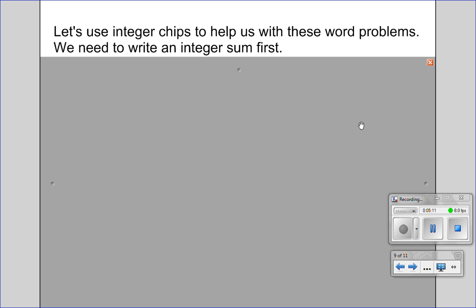Okay, now you may be wondering, all right, where are we going with this lesson? Where can we use this in real life? Well, there are a number of real life situations in which you do need to make use of integers. And of course, we also have to contend with word problems here in grade 7. But we can use integer chips to help us with word problems, such as the following.